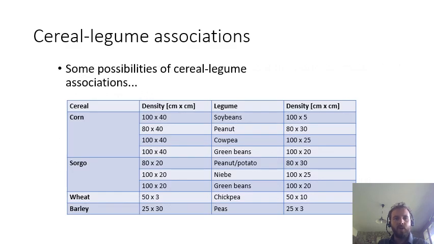So here just a few examples of possible associations. You could associate corn with soybean, peanut, cowpea, green bean. This is a possible association for Ethiopia: wheat with chickpea, barley with peas. And here you have for both crops a possible density in the association. So Quentin will go a bit more into detail on this in a lecture later on.